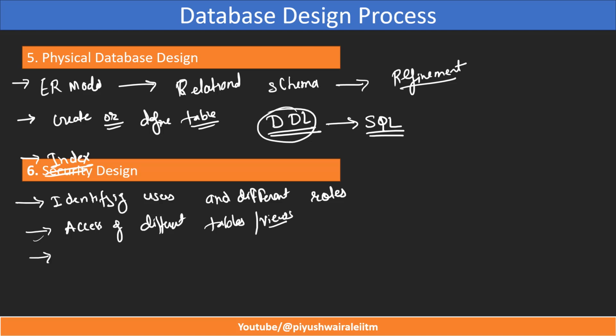Basically, in this sixth step, for each role and each user group, we must identify the parts of the database that they must be able to access. We have to give access to those particular tables only. They should not be able to access any table other than what we have given them, right? So identifying users and roles, and giving them access to different tables, all comes under security design. There are different aspects also, but we are not focusing on them in this course. So this is the last step of our database design.